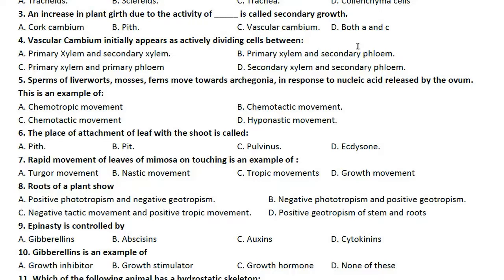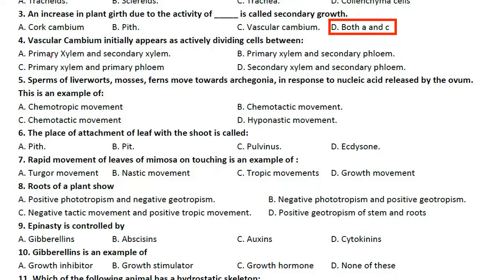The third MCQ is: increase in plant girth due to activity of is called secondary growth. As you know, secondary growth is due to the cork cambium and vascular cambium. So we have option D, both A and C are correct.